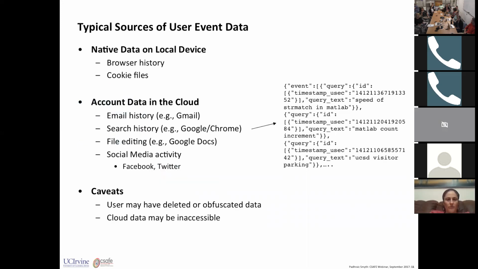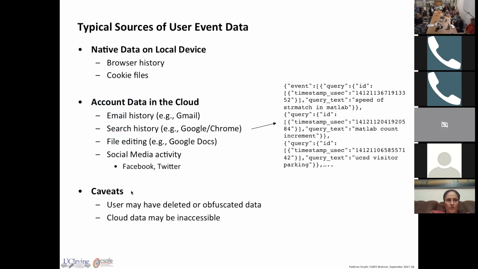So the type of data natively, locally on the device that's easy to find is your browser history, things like cookie files. And in the cloud, all of your email history, for example, for Gmail, your search history for browsers like Google Chrome, and on the right here, this is kind of the format that it might come in, where there's timestamps and the text of the query and so forth. File editing, if you're using cloud-based document editing, and your social media activity. If you're on Facebook, for example, you can download a lot of information about your entire history of activities on Facebook and when you posted and what you posted and so forth.